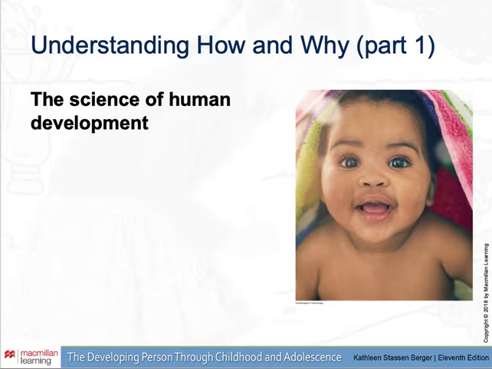All right, part one is understanding how and why. The science of human development. It seeks to understand how and why people of all ages and circumstances change or remain the same over time. These three crucial elements define the science of development. They are science, people, and change.